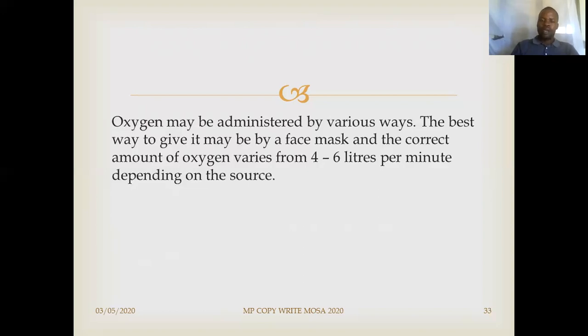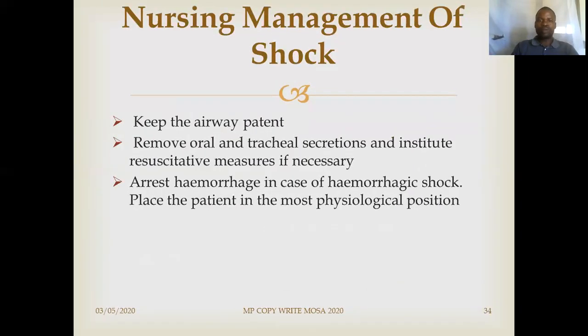In children, you have to give oxygen in the range of 1 up to 2.5 liters per minute. In adults, it can range from 3 liters per minute up to 10 liters per minute, depending on the saturation levels. So that was the medical management of shock.